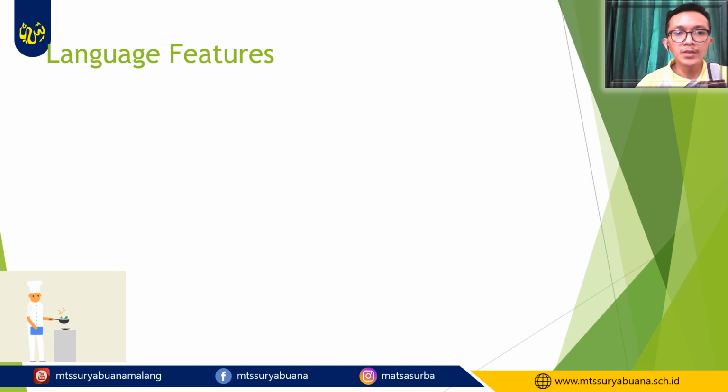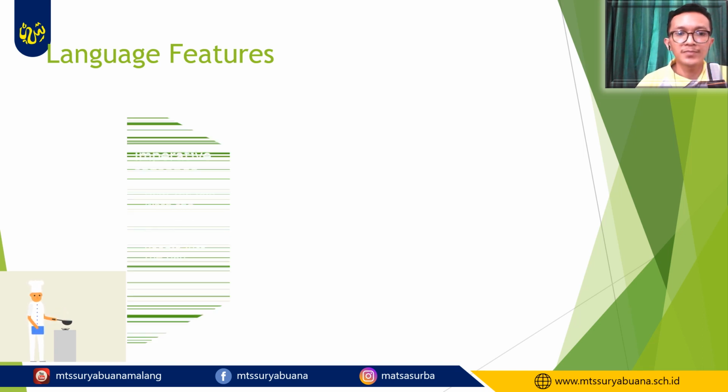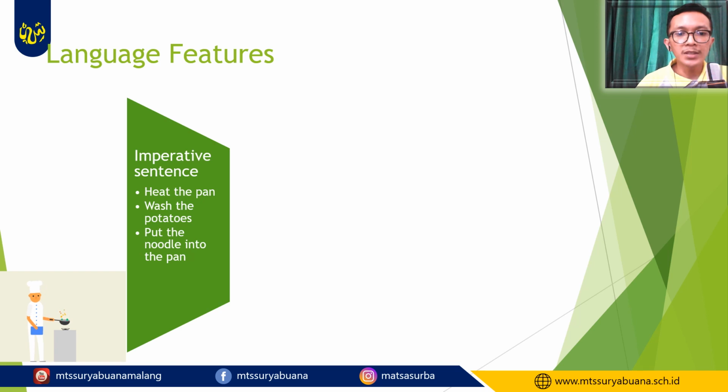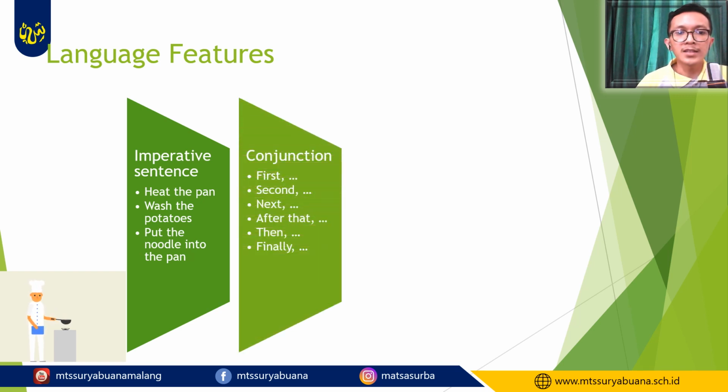Okay, the next one is about language features. What is language features? Language features is a kind of sentence or sentence structure or special words used in recipe. Okay, the first one is imperative sentence. The examples here, the first is heat the pan, wash the potatoes, put the noodle into the pan. So this kind of sentence is included in imperative sentence. It's called imperative sentence.